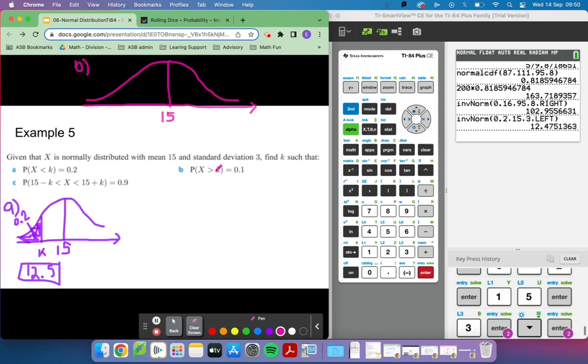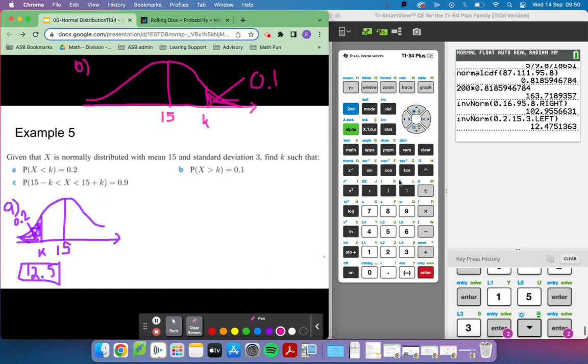The next example, find k such that the probability that x is bigger than k is equal to 0.1. Okay, so 0.1 is our probability, and we're looking for something bigger. So that means we're going to be on this side of our 15, and bigger, this should be our 0.1.